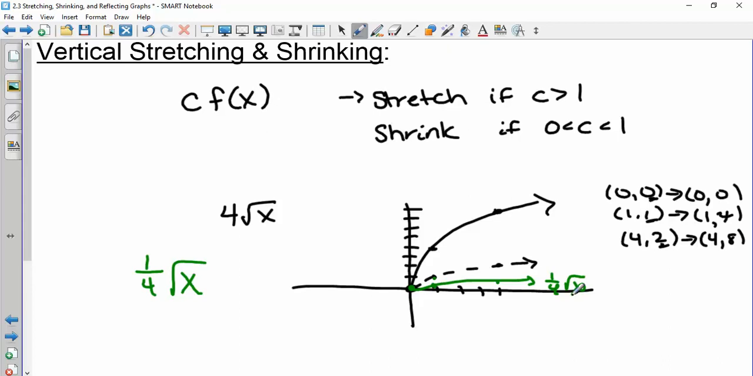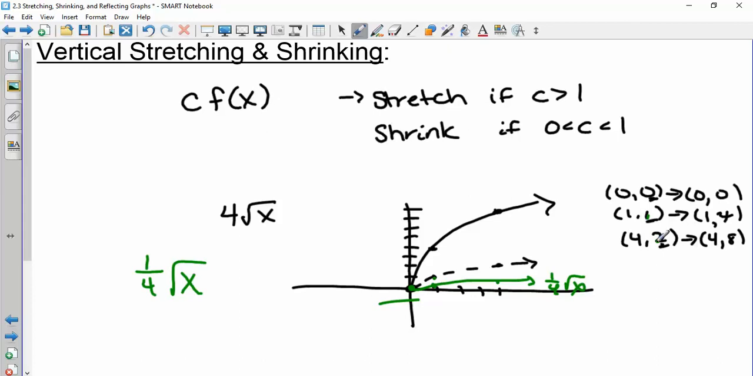How'd you get 1 to 4? When you have a 4 out in front, it's like taking your y times 4. So my y value is 1 times 4 becomes 4. This point had a y value of 2 times 4 became 8. The x didn't change, just the y. X is under the bracket. Mm-hmm. Alright. Is that one okay?